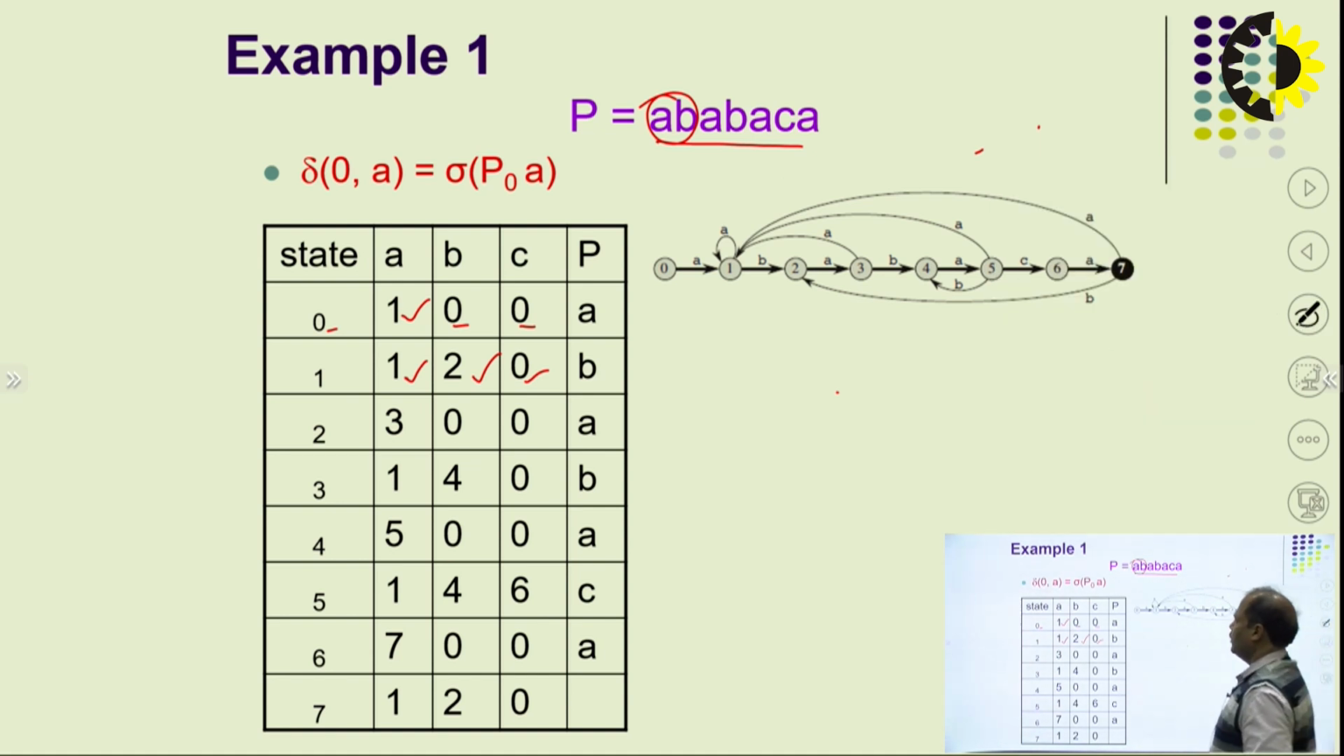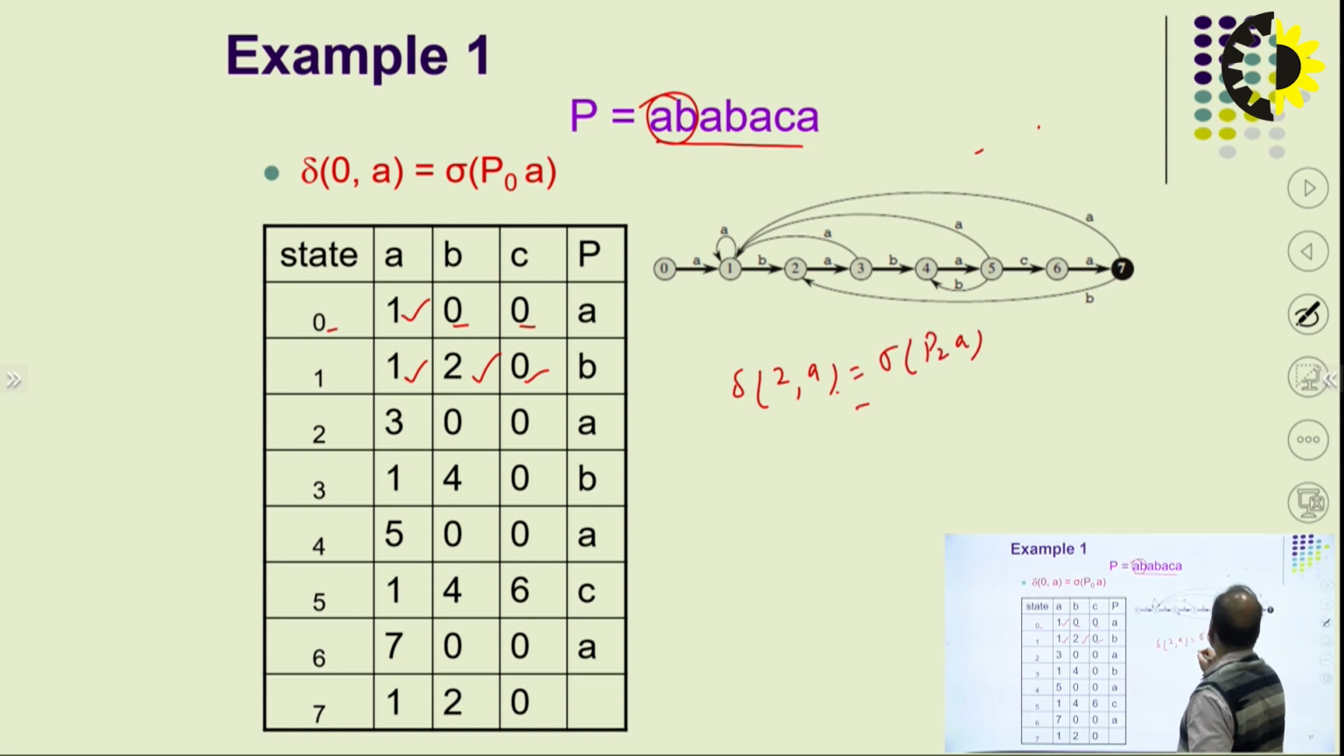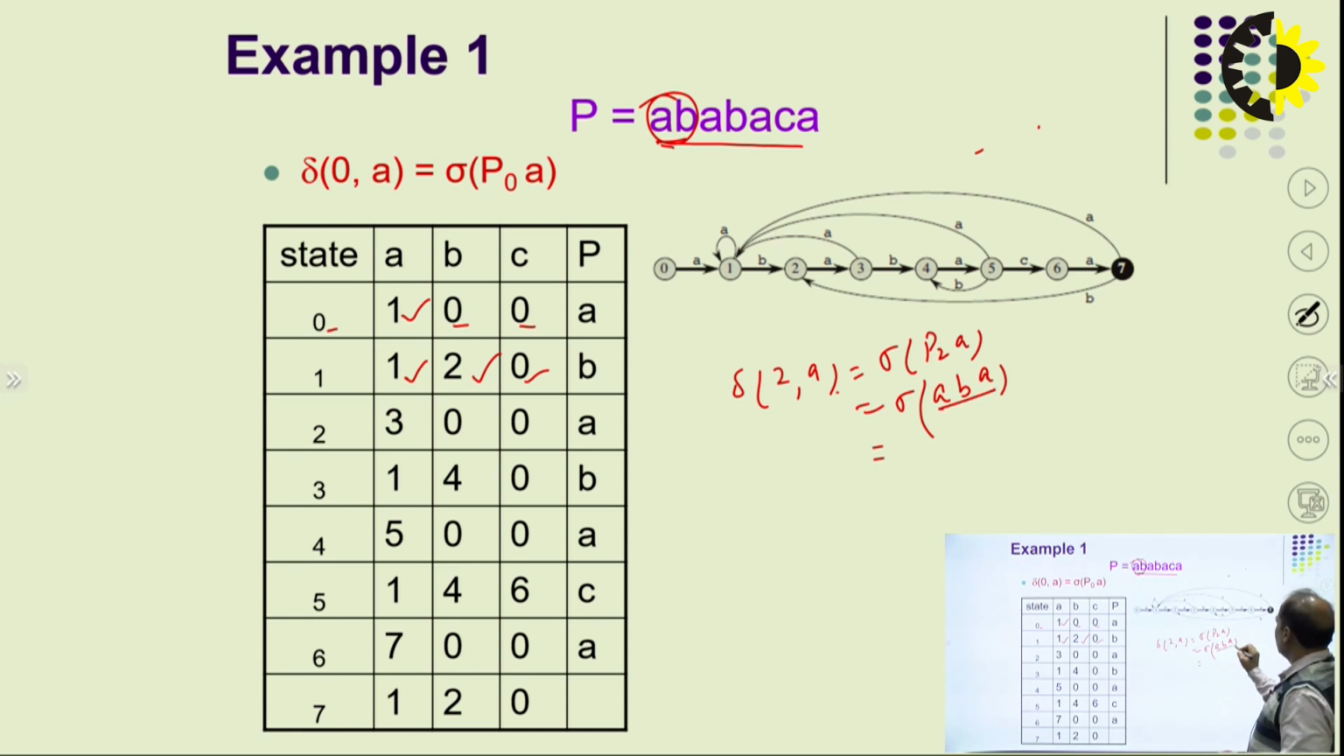Okay. So let's talk about delta 2 comma A. Delta 2 comma A means sigma P2A. P2 is AB, and then add A. So we can see that it has three suffixes, but ABA is matching with the prefix ABA. Its length is 3.